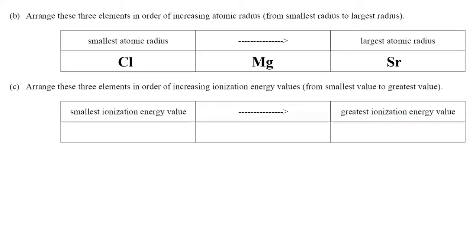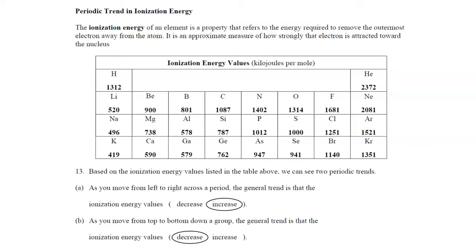Now, the final question in question 20, so part C, says to arrange these three elements in order of increasing ionization energy values from smallest value to greatest value. So in your packet entitled Periodic Table, you learned about the periodic trend in ionization energy. The ionization energy of an element is a property that refers to the energy required to remove the outermost electron away from the atom. It's an approximate measure of how strongly that electron is attracted toward the nucleus.